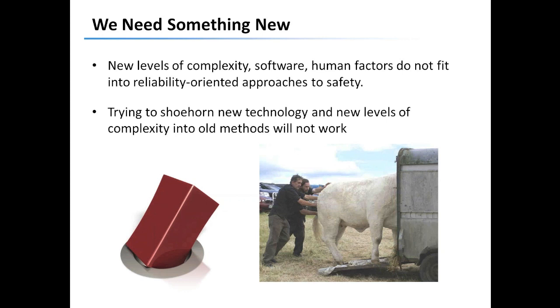So we need something new. All of these things I've talked about don't fit into reliability-oriented approaches to safety. And trying to shoehorn new technology and new levels of complexity into the old methods just isn't working. People have been trying it. Oh, they talk about doing software fault failure modes and effects analysis and software fault trees and all that.